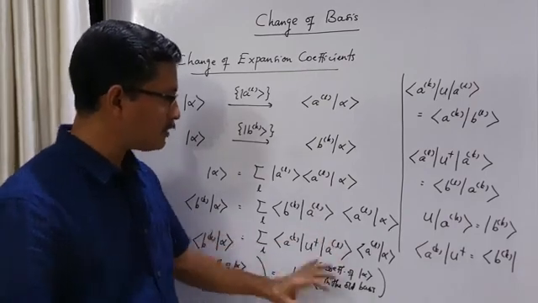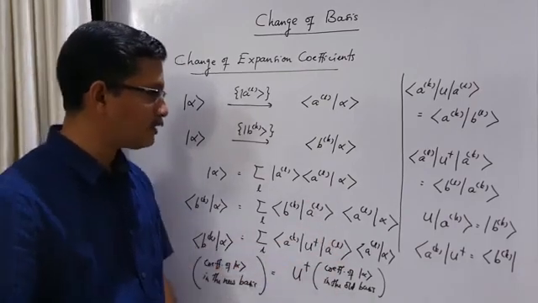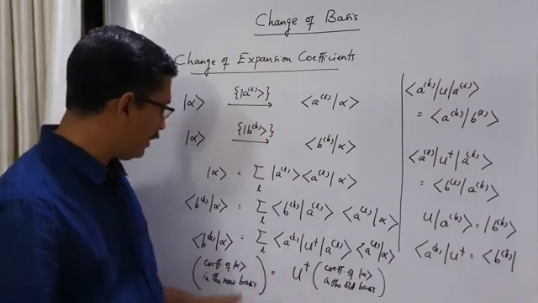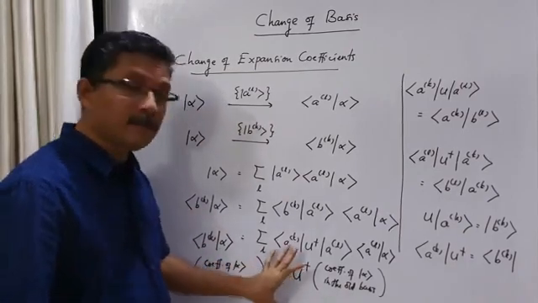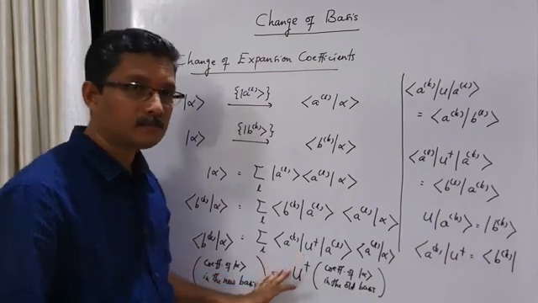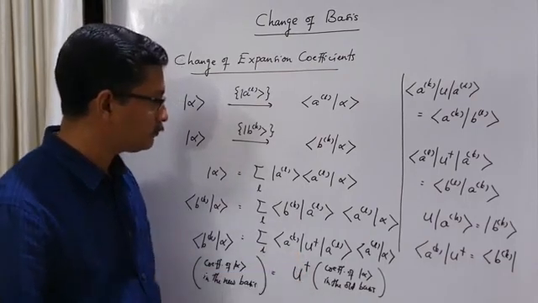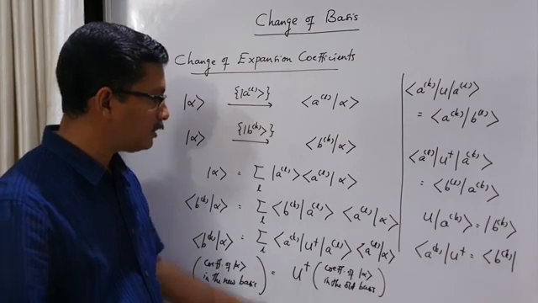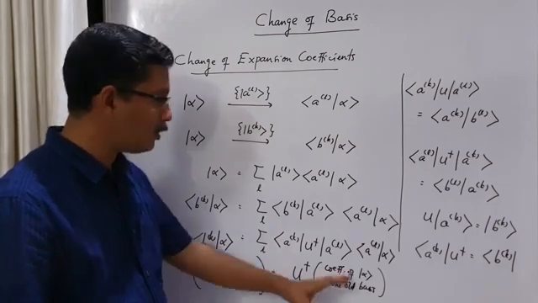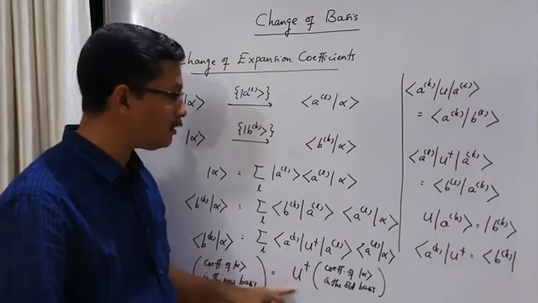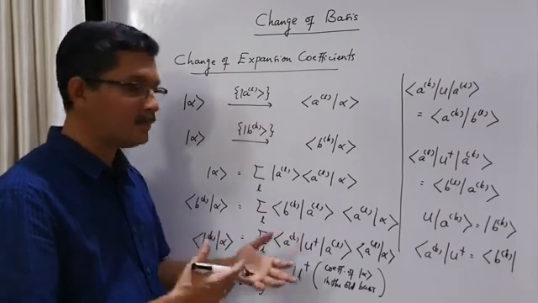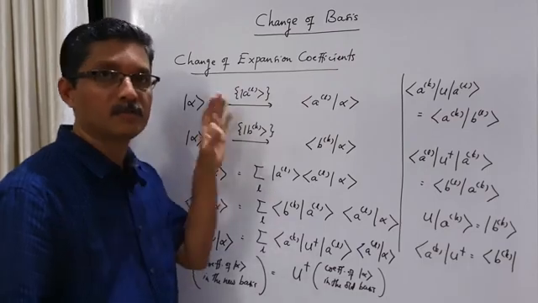Okay, if you get the coefficients in the old basis, a column matrix, and the matrix of coefficients in the new basis, they are connected by the matrix of U dagger. So that is the relationship between the coefficients in the old basis and the coefficients in the new basis, where this U dagger is the Hermitian adjoint of the unitary matrix that produces the change of basis.